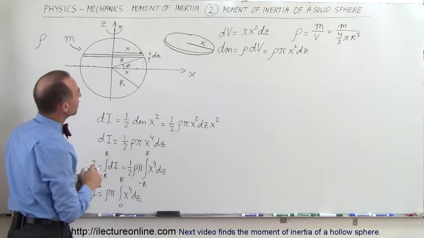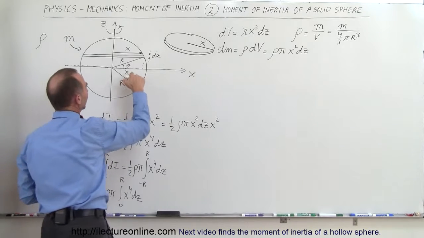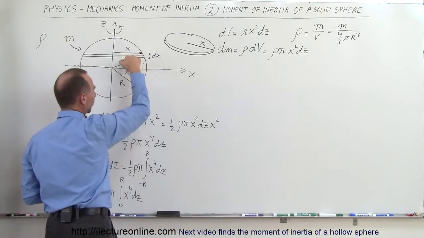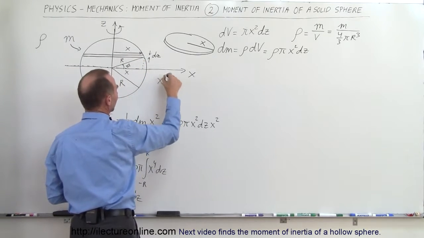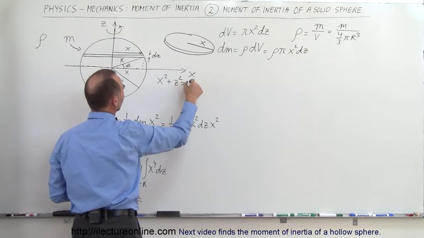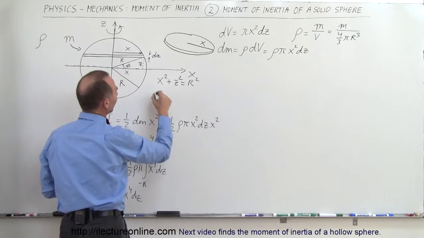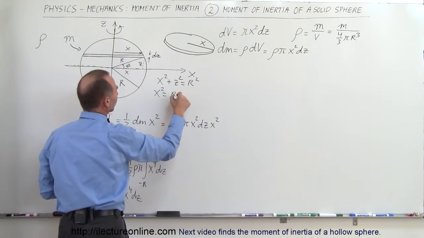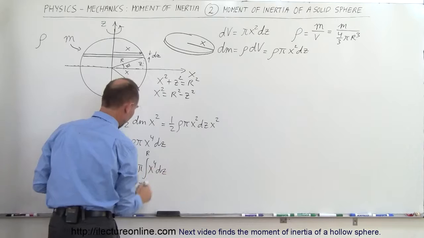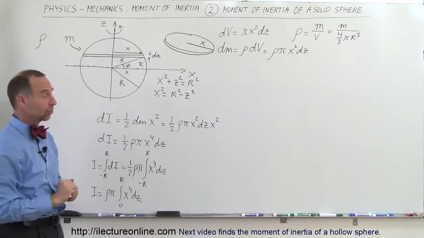So I can say here that x squared plus z squared equals r squared. So let's do that. We can say that x squared plus z squared is equal to r squared. So this would be z right there. And that means that x squared is equal to r squared minus z squared. So I can replace x squared by r squared minus z squared.